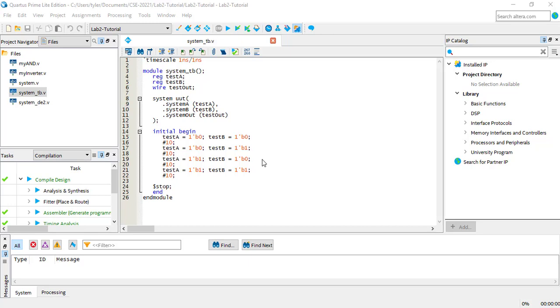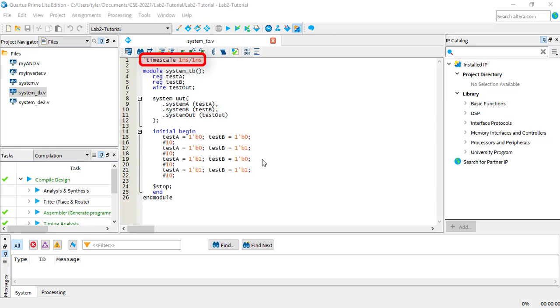A test bench is just a special type of module that a program like ModelSim can use to control a simulation of a project. A test bench module has a few idiosyncrasies you need to be aware of.